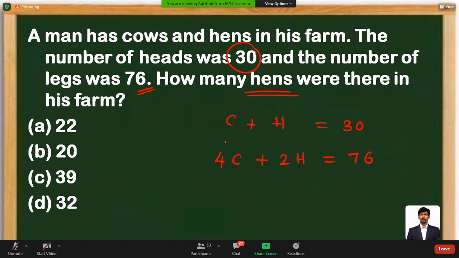So you can easily find it out. Just multiply with 4 so that it will be 120. If you subtract these two, the cow term is 0. 2h will be equal to how much? It is giving a result which is equal to 44. What is the hen's value? 22, available as option A. Making an algebraic equation. This is a repeated question in AMCAT and other placement exams, MAT and other exams also.